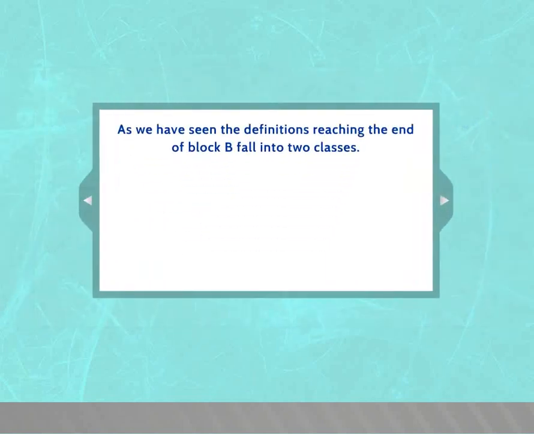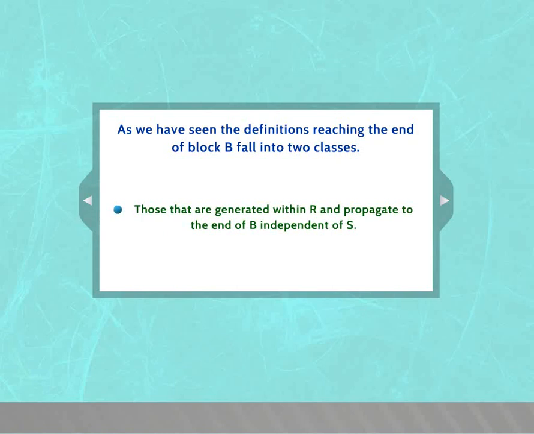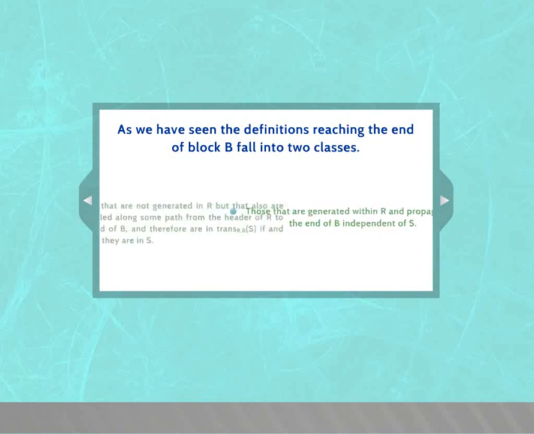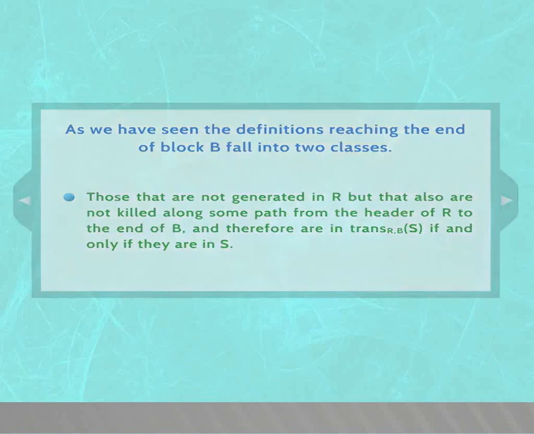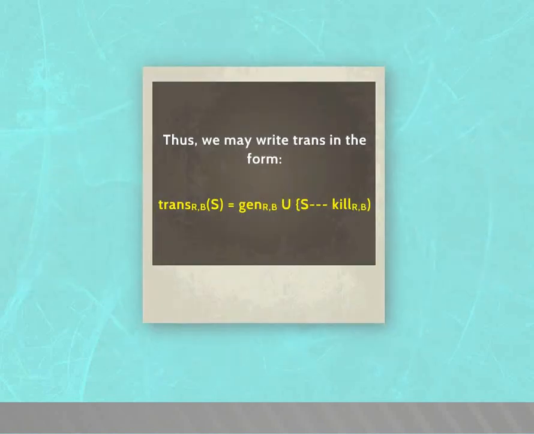As we have seen, the definitions reaching the end of block B fall into two classes: those that are generated within R and propagated to the end of B independent of S, and those that are not generated in R but also are not killed along some path from the header of R to the end of B, and therefore are in trans R, B of S if and only if they are in S. Thus, we may write trans R, B of S equals gen R, B union S minus kill R, B.